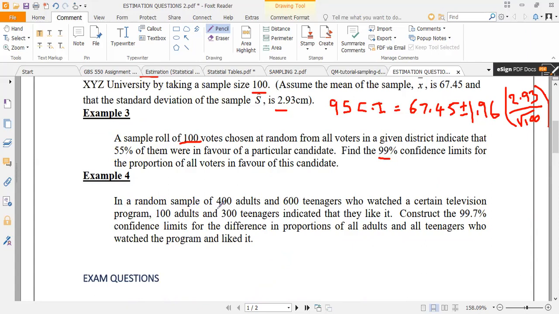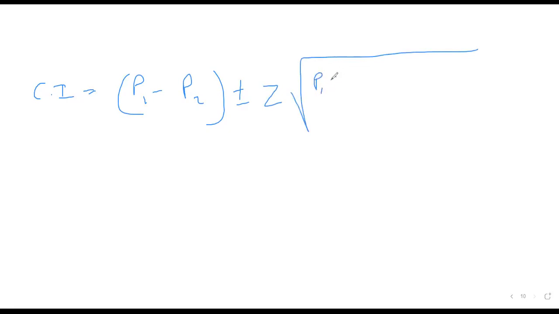Then here, in a sample of 400 adults and 600 teenagers, a program showed that 100 of the adults and 300 of the teenagers indicate they like it. Find a 99.7% confidence interval for the difference between the two proportions. I've taught you how to find unusual percentages: you find the alpha of this one divided by 2. Then you find the confidence interval between two proportions. The difference between two proportions, the confidence interval, is equal to P1 minus P2, plus or minus Z times the square root of P1 Q1 over N1, plus P2 Q2 over N2.